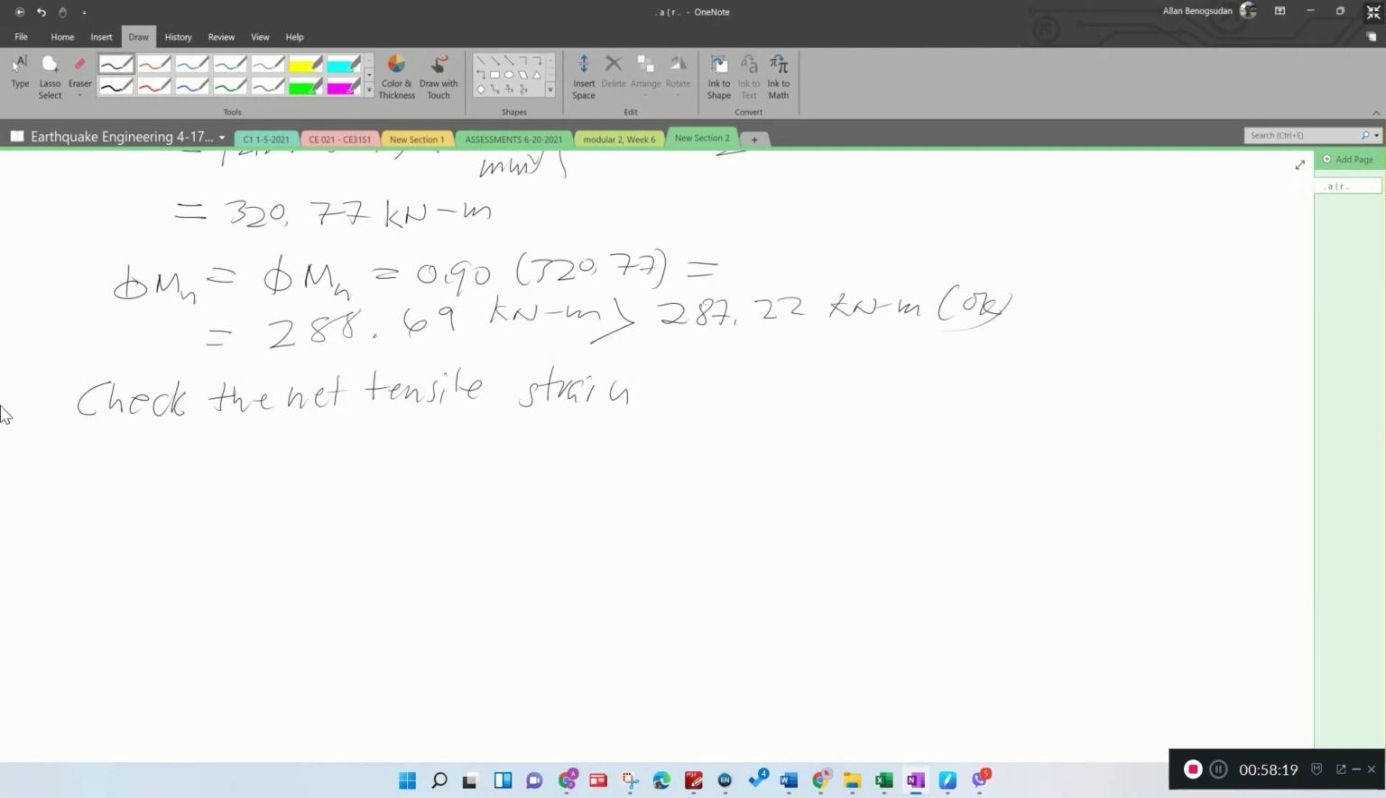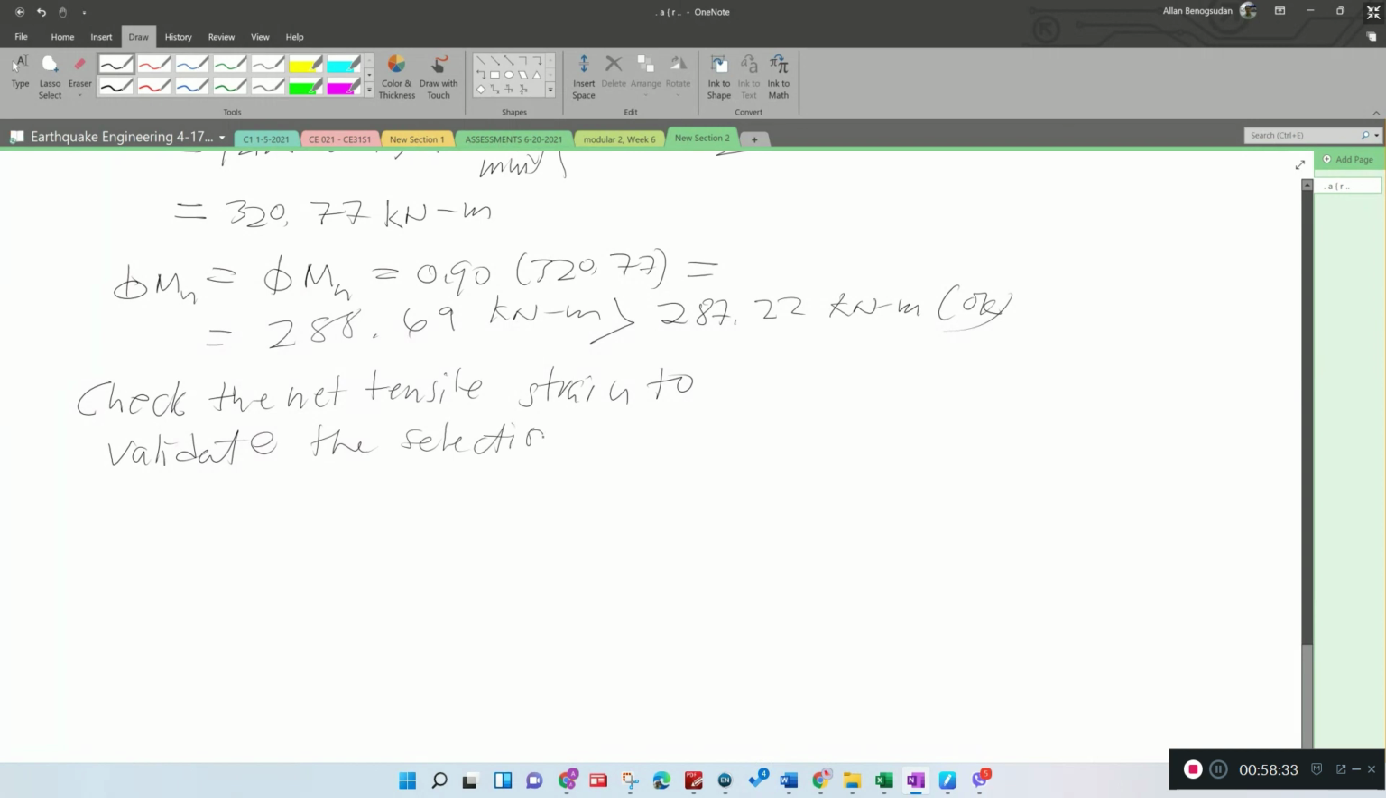So validate, check the net tensile strain to validate. What are we trying to validate? To validate the selection of phi equal to 0.90. Okay, because we just said that it's going to be ductile, it's going to be tension controlled. But we do not have the basis. So let us then do something like this.